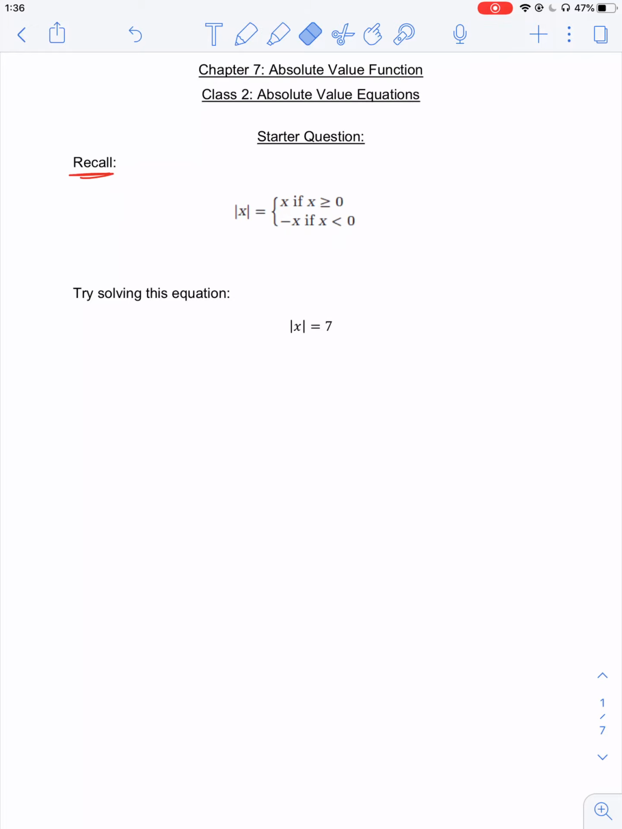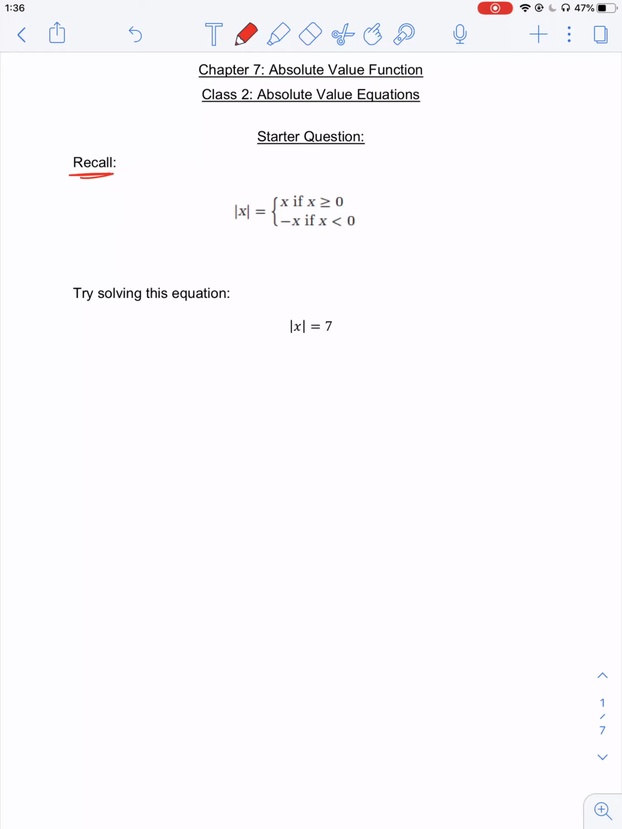So now the question becomes, your starter question: if I gave you this equation, the absolute value of x is equal to 7, and I ask you what values of x will satisfy this equation? I want you to solve this equation. The absolute value of x is equal to 7. What are the possible values of x that will make this equation true?